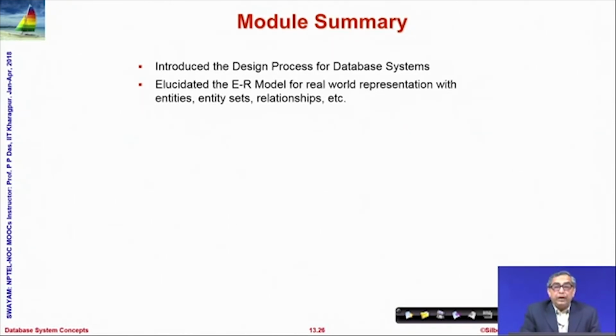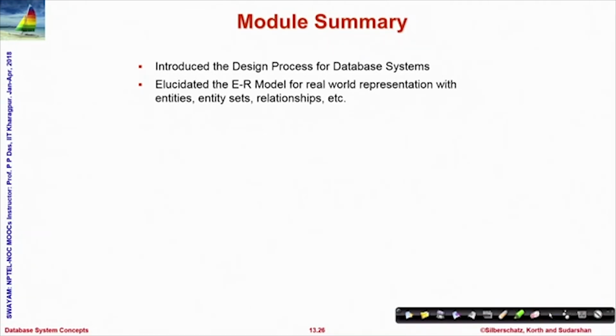So, in summary, we have introduced the design process for database systems. I will just quickly recap. The first stage is identifying the data items, which is leading to the conceptual design, which we will primarily do in terms of the entity relationship model, identifying the entities, the entity sets, the attributes that describe the entity set, the subset of attributes forming the primary key that uniquely specifies every entity in the entity set, and the relationships, typically binary, maybe non-binary also, that hold between the different entity sets.